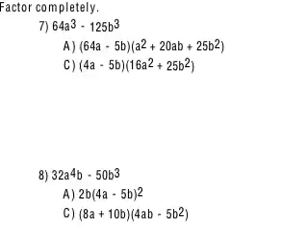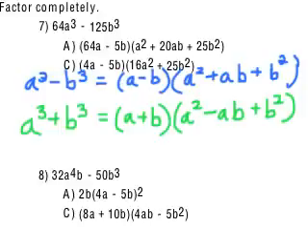Number 7 gives us the difference of two cubes. So here we have 64a cubed minus 125b cubed. We have to remember that this is in the form of a difference of two cubes, and I'm going to show you what that looks like. So if we have a cubed minus b cubed, it'll turn out to be a minus b times a squared plus ab plus b squared. And you're wondering, well, how can I remember that?